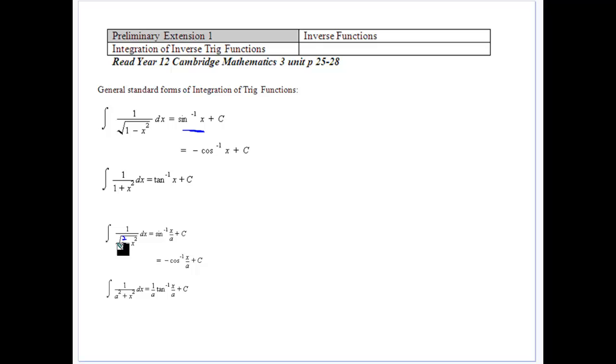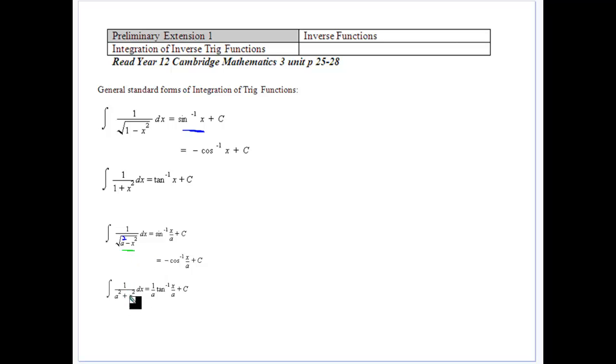This time with 1 over the square root of a squared minus x squared. Now notice this carefully, okay? It's 1 x squared. The a squared minus x squared. So it's some number minus the x squared. X squared is monic there. So you've got to be careful with that, and we'll see that in some of the problems we'll face. So that comes to inverse sine of x on a, or minus inverse cos of x on a. So be wary of that.